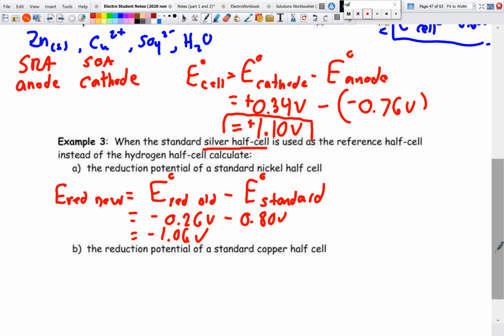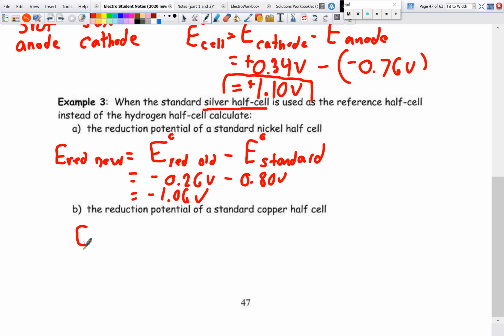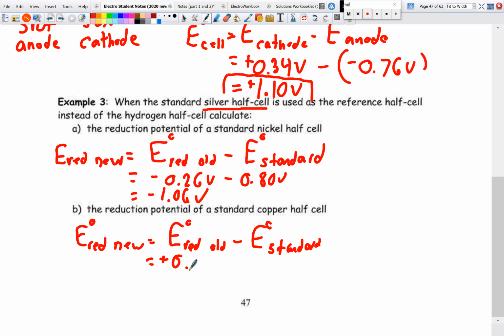We can do the exact same thing for our copper as well. So the new reduction potential for copper, same thing, is equal to the reduction potential of our old minus our new standard. And for copper, the old reduction potential was a positive 0.34 volts. Same thing, silver is our new standard, so we're going to subtract 0.80 volts, and we're left with negative 0.46 volts. That is it.